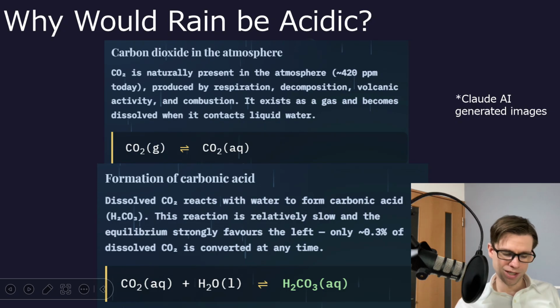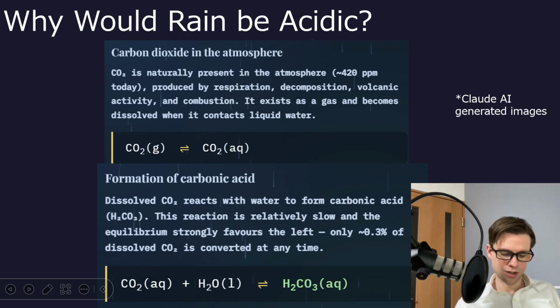So why would rain be acidic? Let's consider this. Even without pollution or the Industrial Revolution or volcanic activity, rainwater is acidic. And the reason is because there's so much CO2, carbon dioxide, in the atmosphere. CO2 is naturally present, and there's really nothing we're going to do about that anytime soon. And CO2 is generally good for plants to make food, so we probably wouldn't want to remove it all anyway.